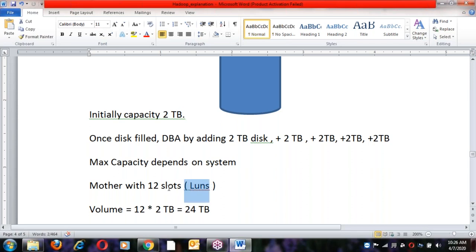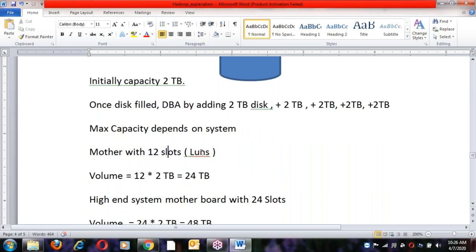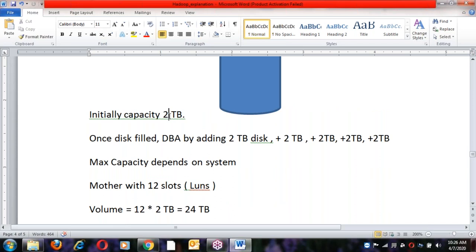We can say 12 slots here. It's basic hardware; a basic motherboard contains 12 slots. So what's the value of the system here? 12 slots multiplied by 2 TB disk. Initially we start with one 2 TB disk. Once it reaches 90%, the admin will add one more 2 TB disk.